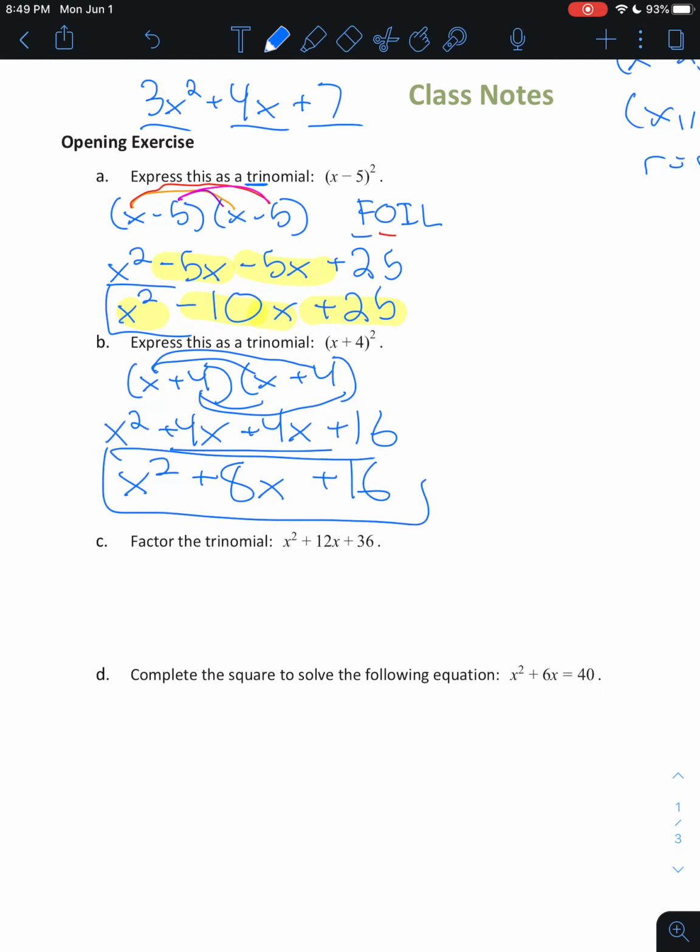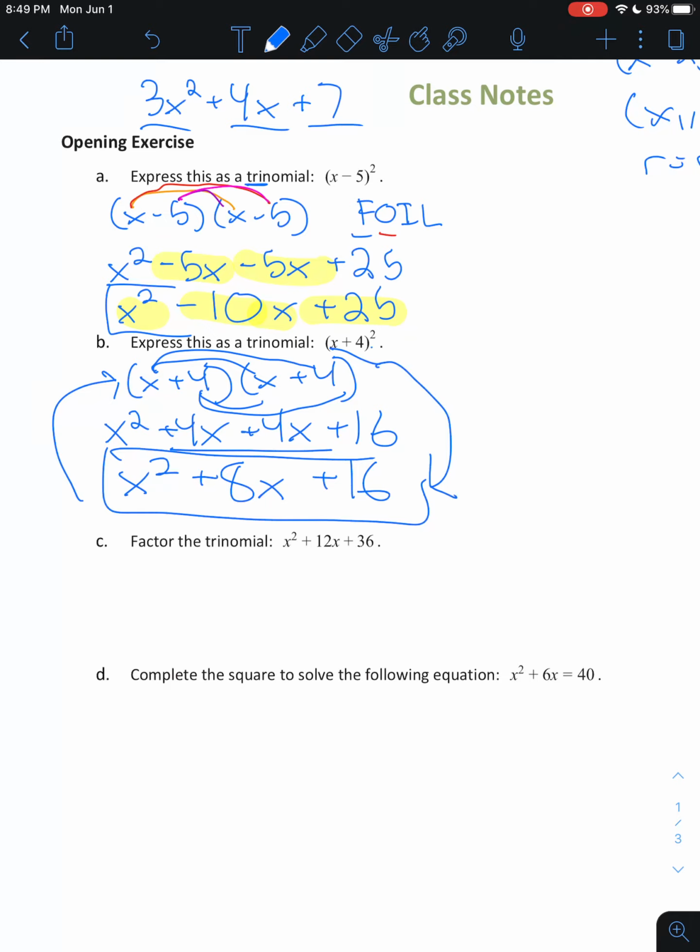Next problem here is to factor the trinomial. So now we're basically going to go in reverse. Before, we were given this simplest form, like up here, and we turned it into a trinomial. But this time we're going to be going the other way around.